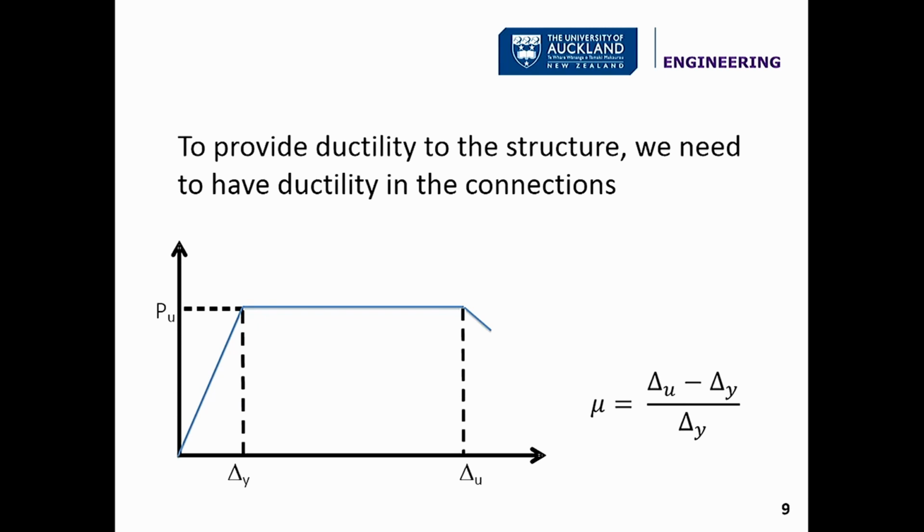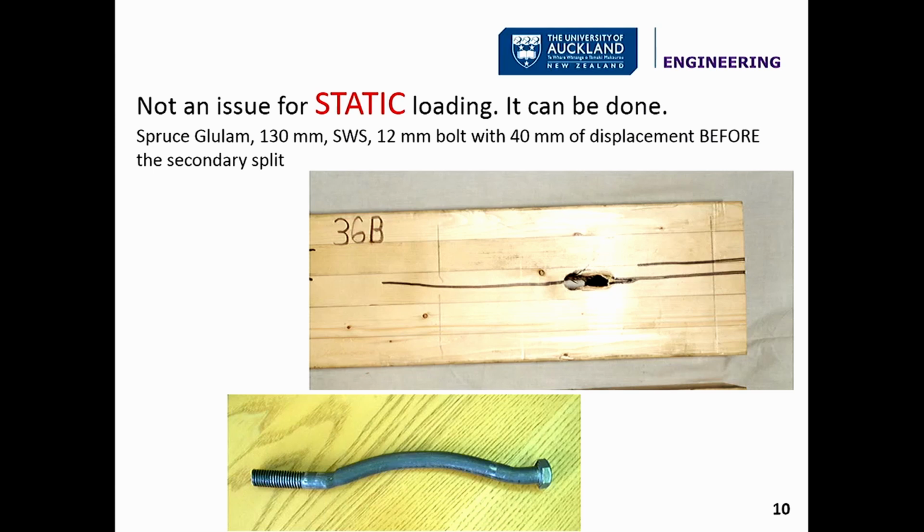To provide ductility in our structure, we need to give it in the connection. It's not going to be present in the members, and that's not a problem. If we want to design a connection undergoing static loading, it can be done. That's 40 millimeters of displacement, and if it had been detailed differently, it could have had even more than 40 millimeters of displacement before this split occurred. In this instance, the split is a secondary mode of failure. It governed the amount of ductility that was provided to that connection, but the resistance was governed by the embedment of the wood and bending of the fastener.